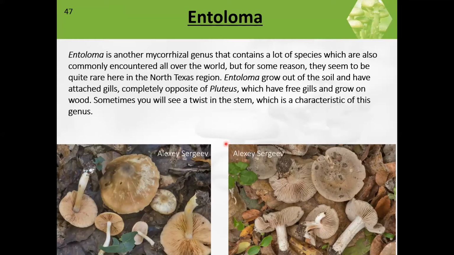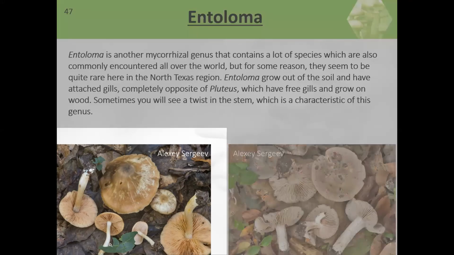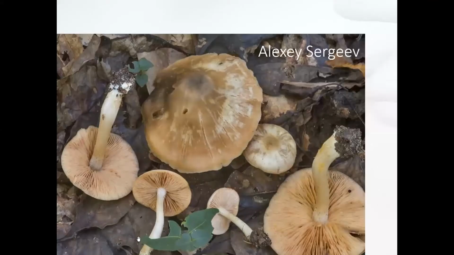And then Entoloma is another mycorrhizal genus that contains a lot of species. These are somewhat uncommon in North Texas, and whenever I find one, it's always a really pleasant surprise. Can you zoom into one of those? These gills, they don't have that free ring zone. They're directly attached to the stem right there, and you see they're running right into the apex of the stipe.